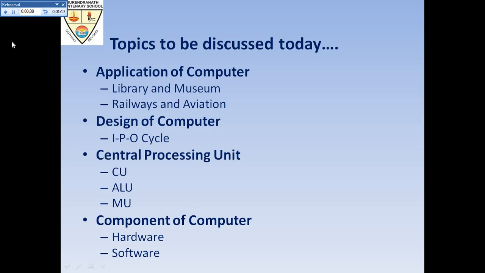Then in the last topic that we will cover, we will look at the different components of computer. They are hardware and software, and then the respective types of each.